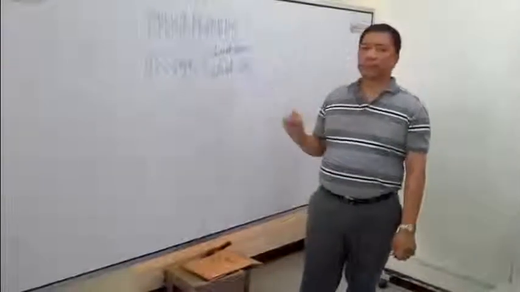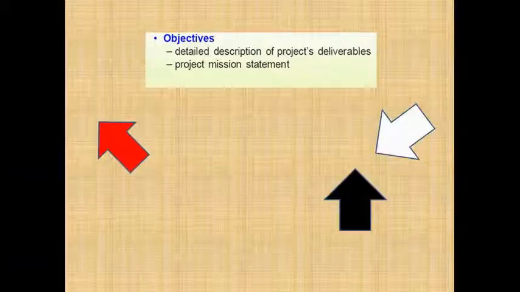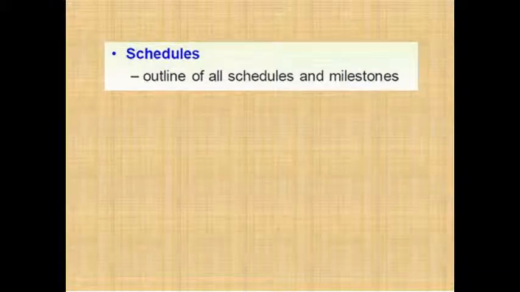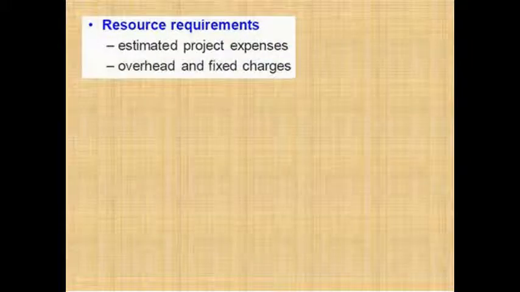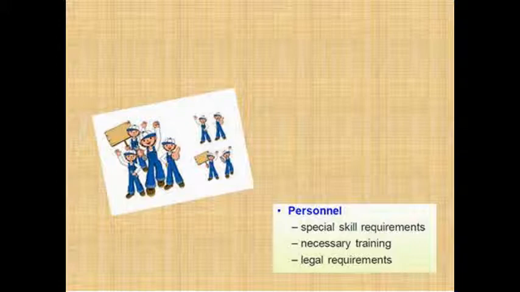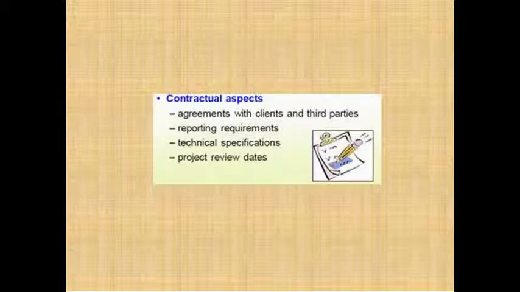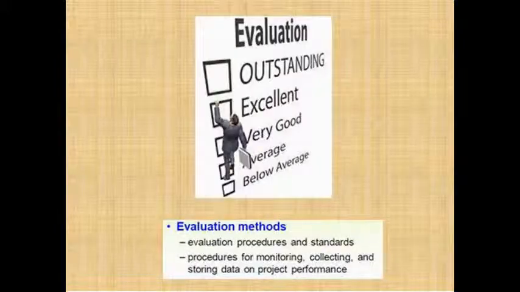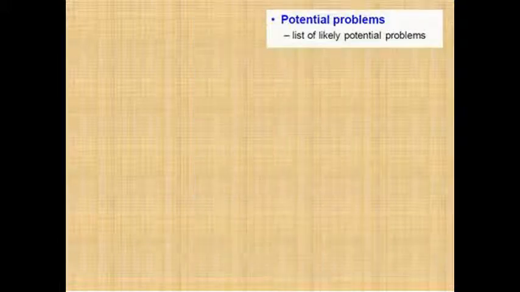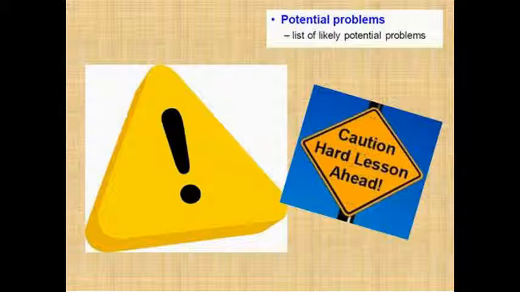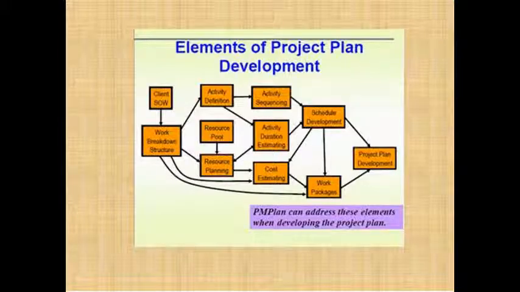In developing a project plan, first is to be clear about the objectives. Then we look at the schedules, establish resource requirements. Choosing the personnel is also a task. We look at the contractual aspects, and even the evaluation methods will have to be defined at the onset of the project. Now, potential problems must also be looked into, and that will involve identifying certain risk factors that should be included in a project.